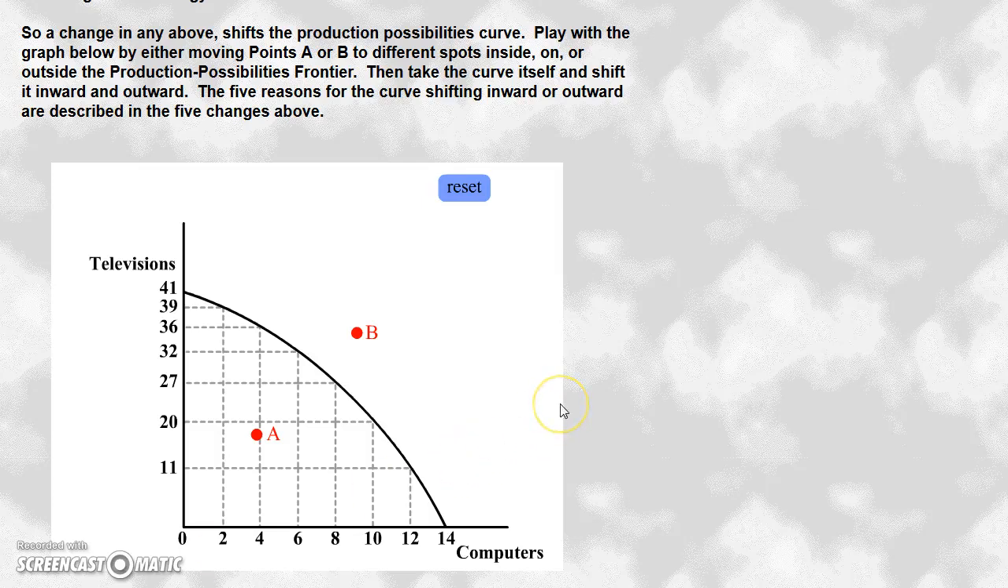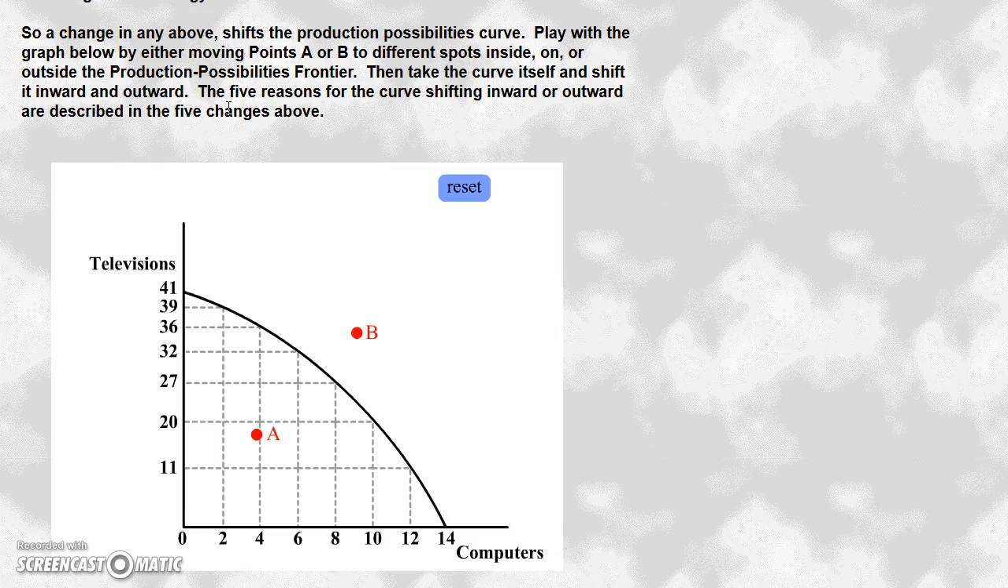Hello and welcome to your Production Possibility Frontier or Production Possibility Curve lecture. In this lecture I'm going to talk about some different points on a PPC and explain what those mean, explain how this curve can change, and talk about opportunity costs. So first let's talk about the concept of a PPC itself.